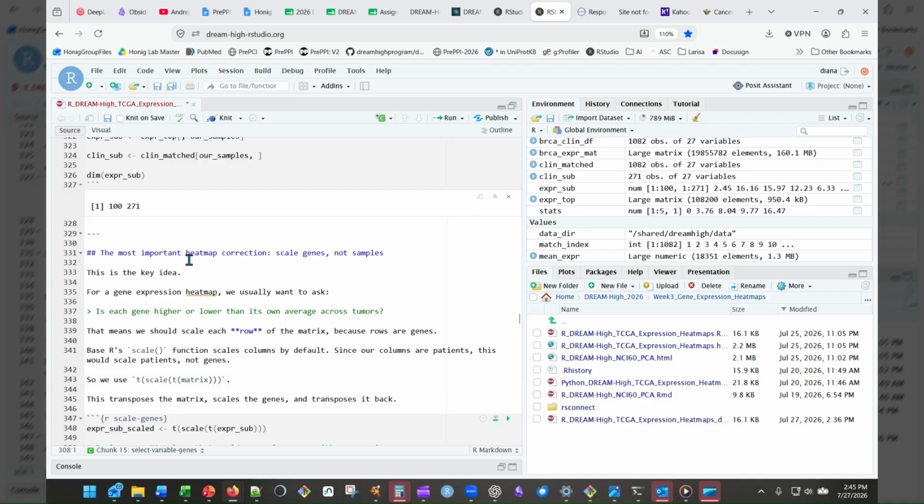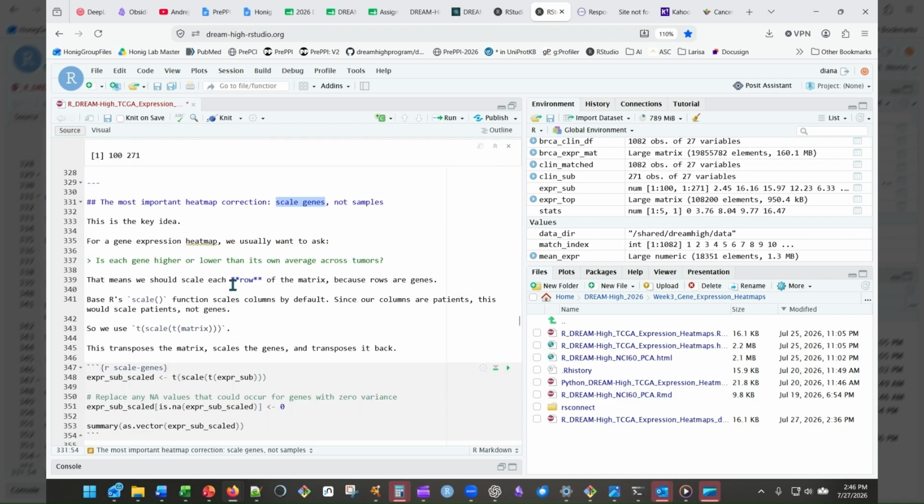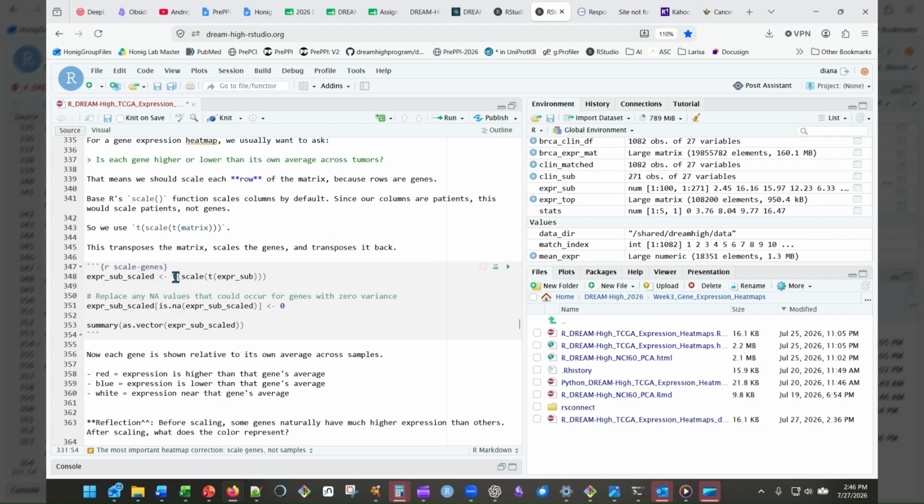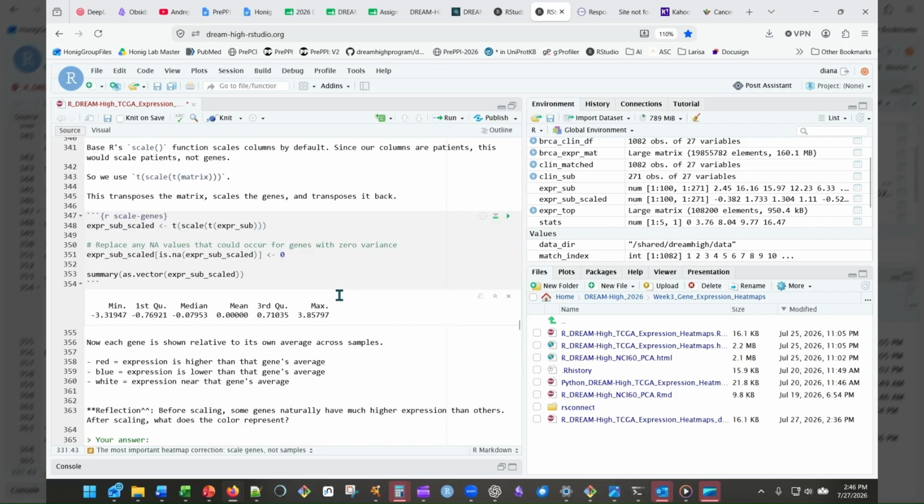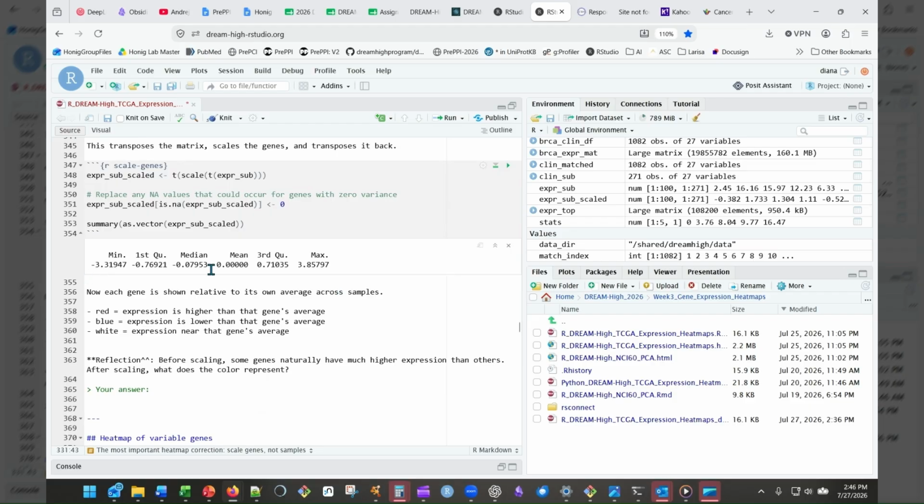Okay, so now the most important heat map correction that we have learned is scaling, and for expression matrices, we scale the genes, not the samples. And you can read about that here. So we have to do a little bit of a transposition here in order to get it done correctly. Again, I'll let you read that. And this is our distribution. Thankfully, when we scale things, we should have a mean of 0 and a standard deviation of plus or minus 1. And that's pretty close. The third quarter and the fourth quarter are pretty close to plus and minus 1.